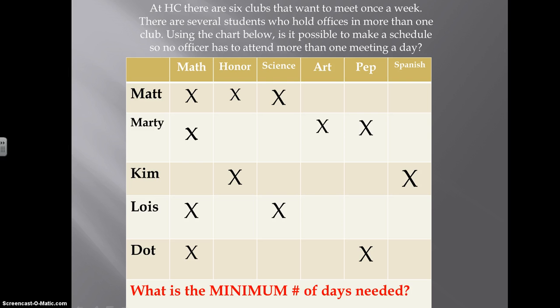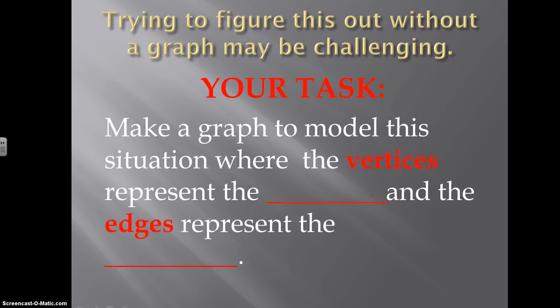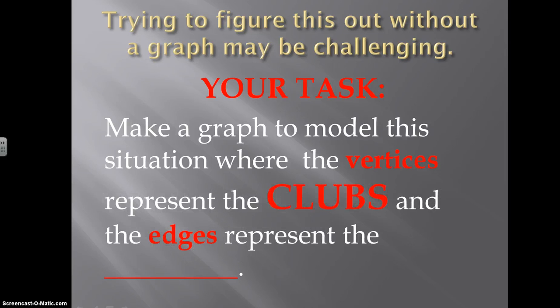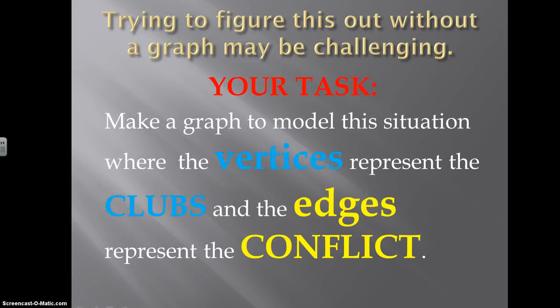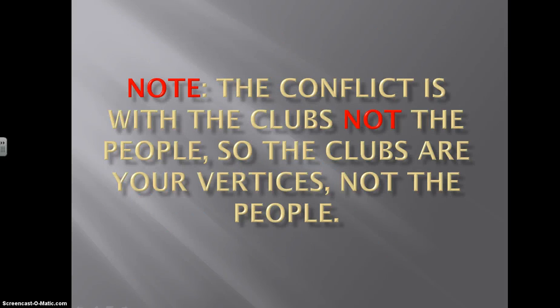So we're going to start by trying to figure out, well, what would the vertices represent in this graph, and what would the edges represent? So if you were able to look at that and figure out it was 3, very good, but most people can't do that. So the first thing we would talk about is that it's not that the students themselves are in conflict with each other, it's that the clubs that they're in are in conflict with each other. So the vertices will represent the clubs, and then we always use the edges to represent conflict.